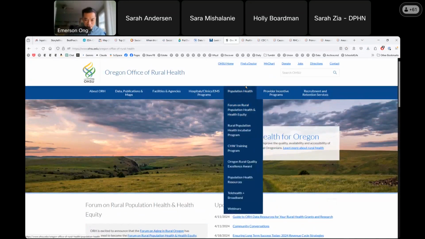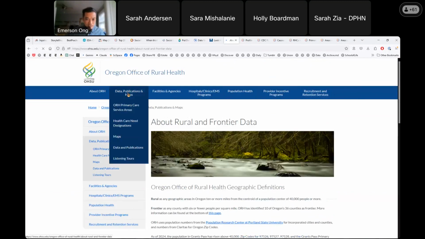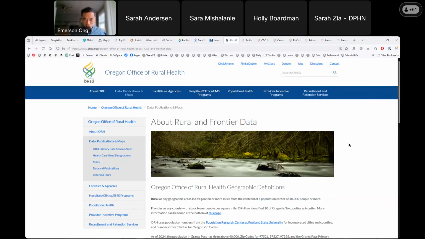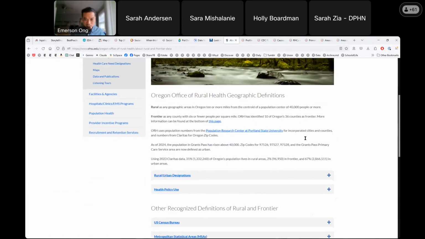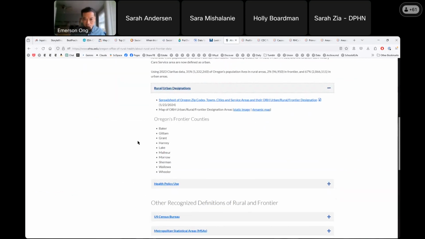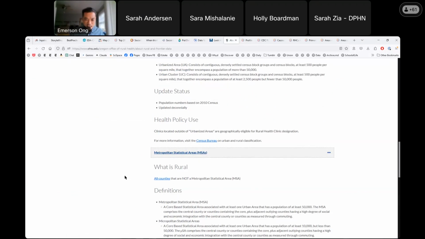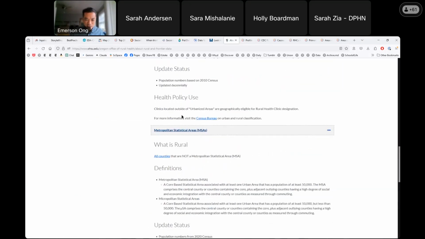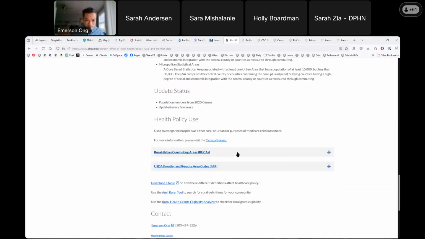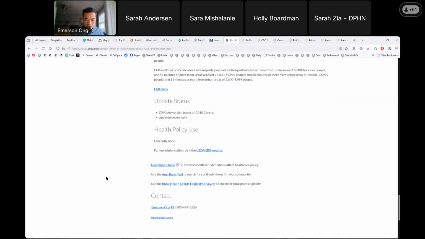So most of the data elements on our website are pretty much just under here. First tab, data publications and maps. So when you click on that, just the first tab, it'll give you different definitions of rural and frontier, with the first one being our definition, which is 10 or more miles from a population of 40,000 or more. The Census Bureau definition, the MSA definition, and each one of these comes with a map that you can click on. RUCA, and then frontier and remote area codes.